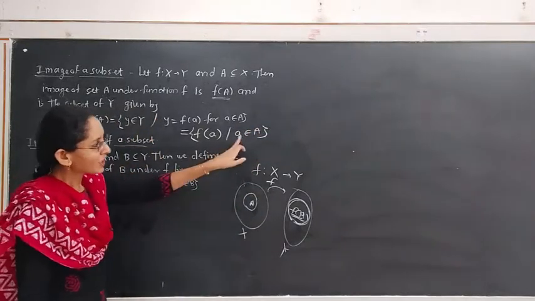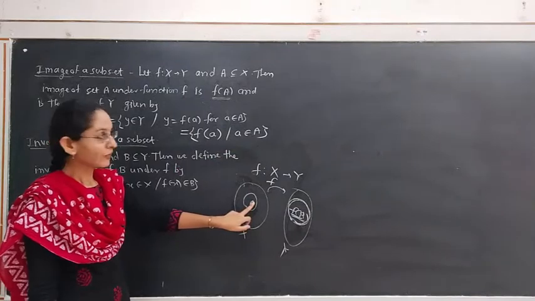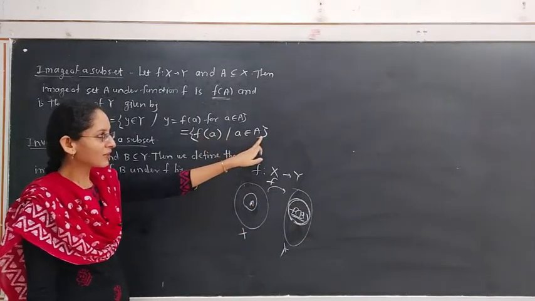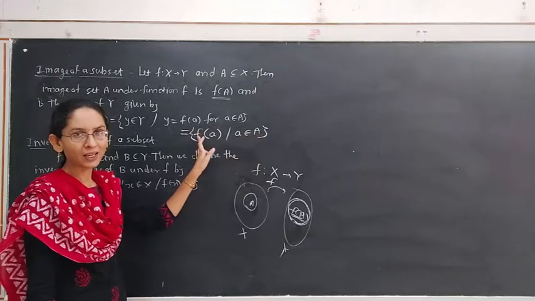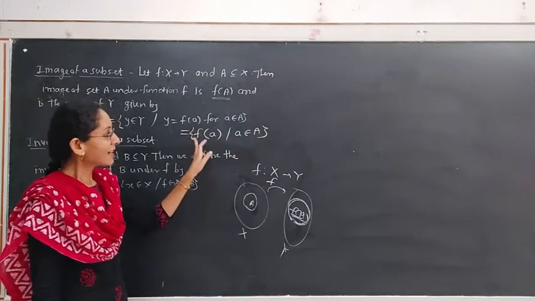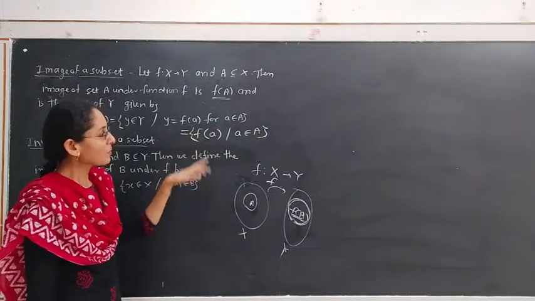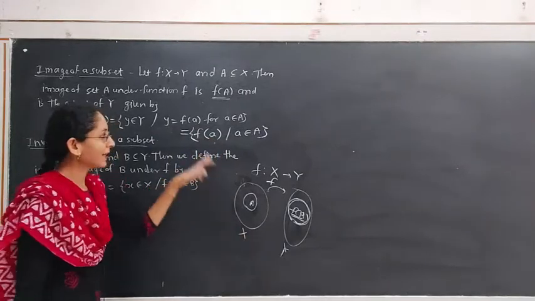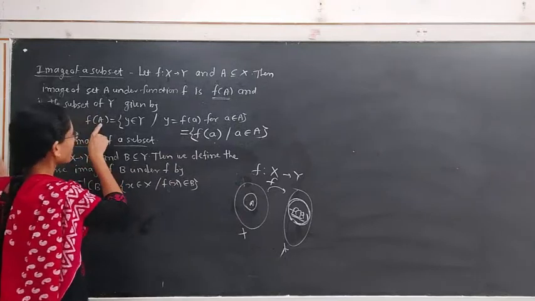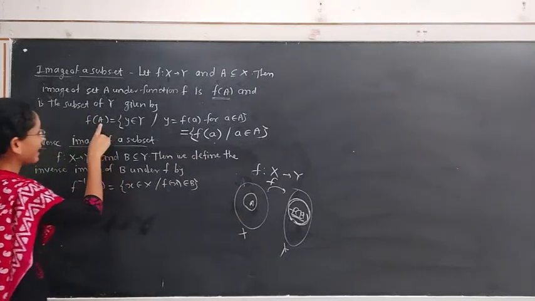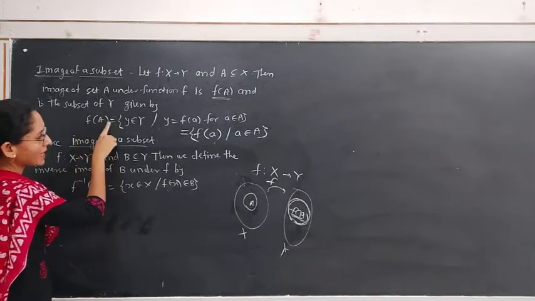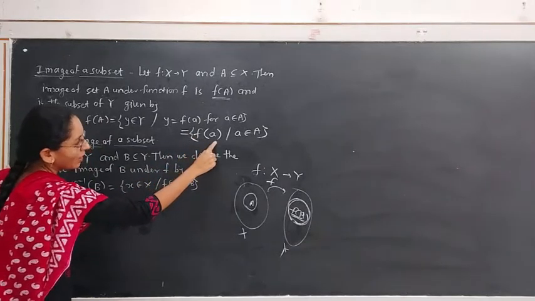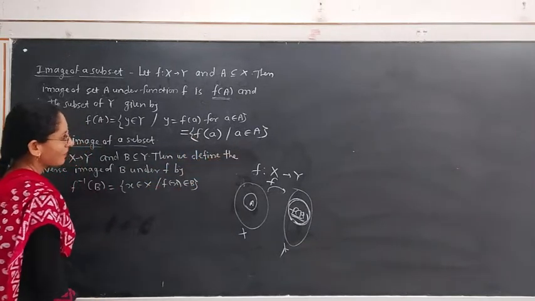For each element of set A, we consider the image of that element, small a. If small a belongs to set A, then the elements of the type f of a form a subset of the set Y. That is the image of this set capital A under the function f. F of A is given by the set of all points of the form f of a where a belongs to capital A.